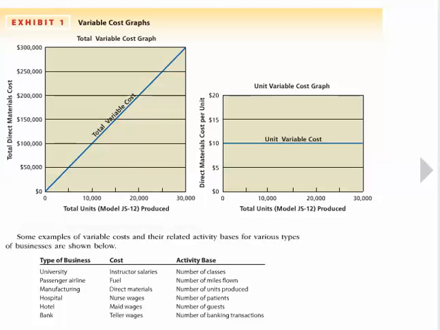If we look at the cost volume, and here we look at as the volume increases, our total cost will increase, and so it's going to graph in this manner. So that's how the variable costs will react associated with manufacturing on those units.